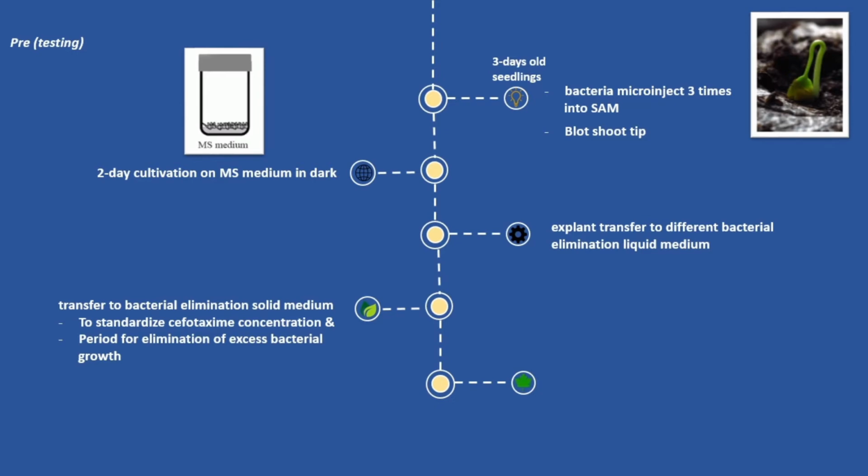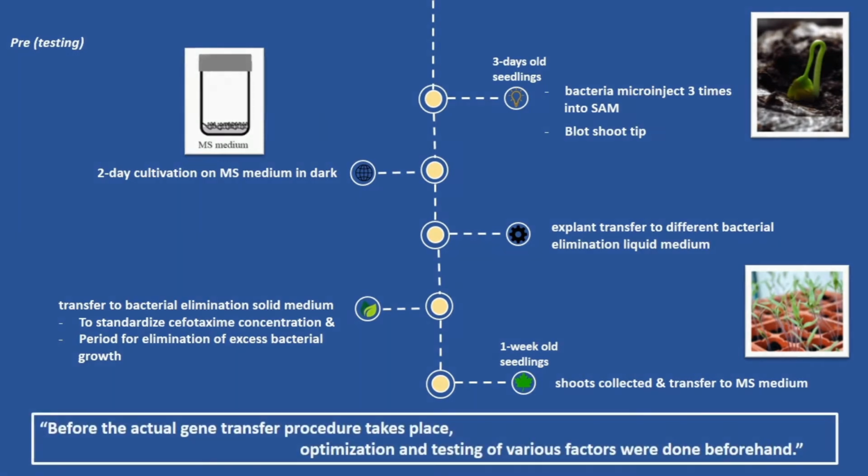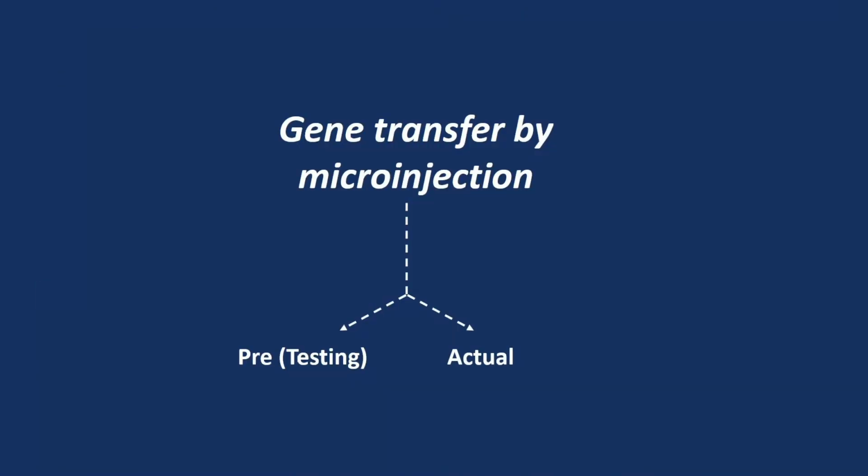Finally, the shoots of 1-week-old in vitro seedlings were collected and transferred to MS medium. Before the actual gene transfer procedure takes place, optimization and testing of various factors were done beforehand. That's all for the pre-microinjections. Now, let's take a chance to look at the actual microinjections.